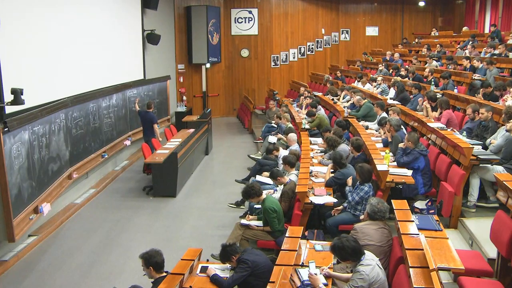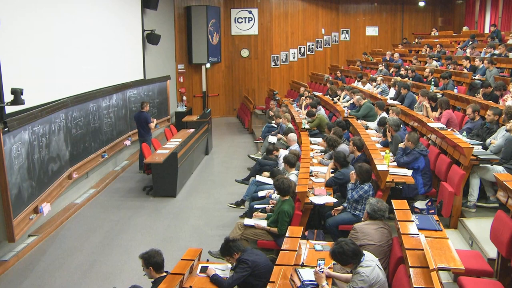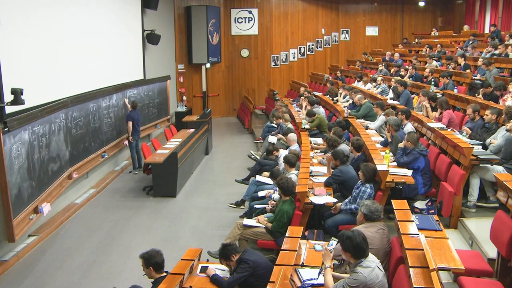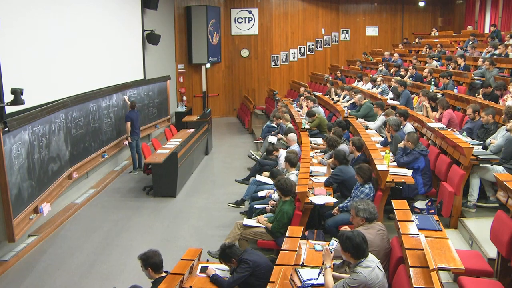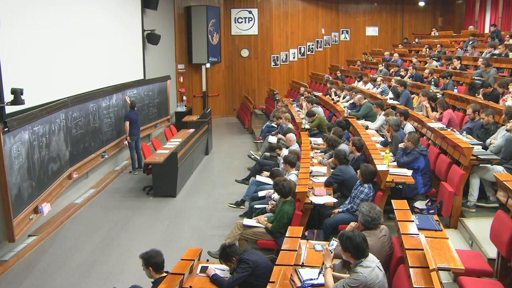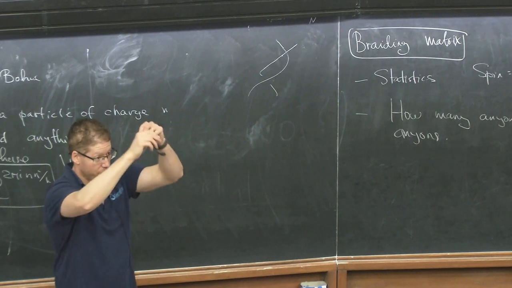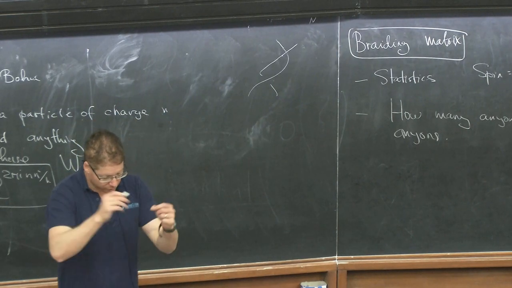Yes, there is also a connection to knots. Can you repeat the question? One way to measure this braiding matrix abstractly is by considering Wilson loops for anyons that braid each other, like this. There is an abstract definition of this braiding matrix from the braiding of anyons, from the Wilson loops of anyons.